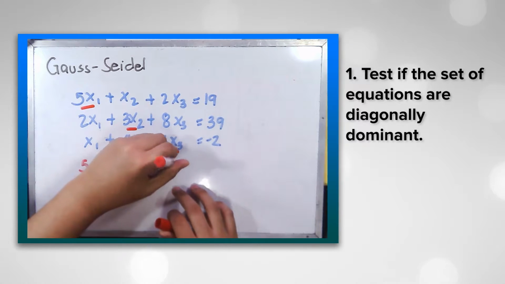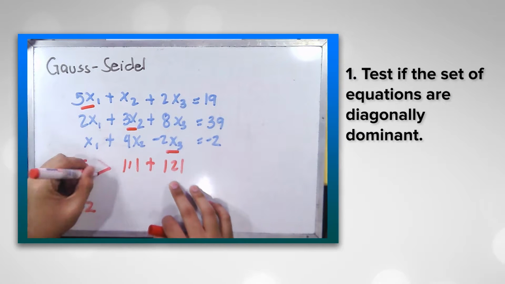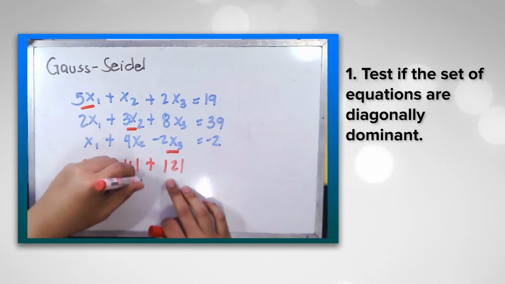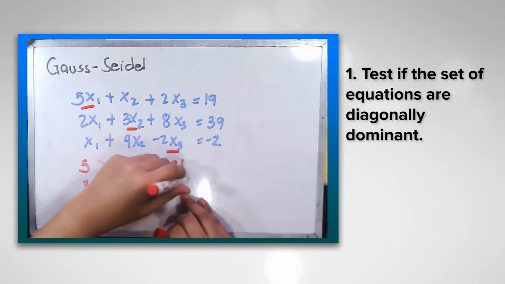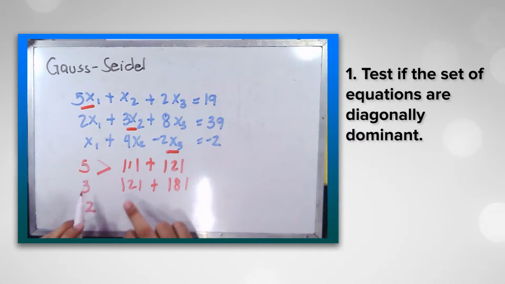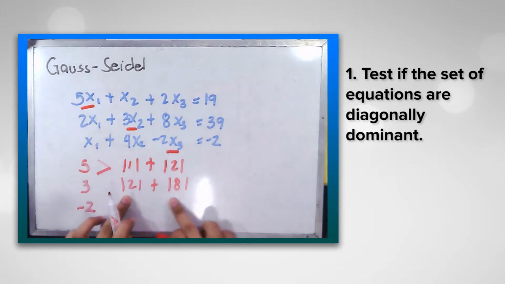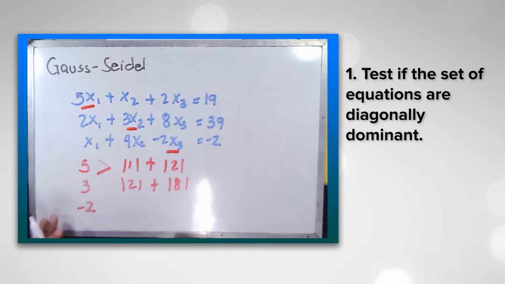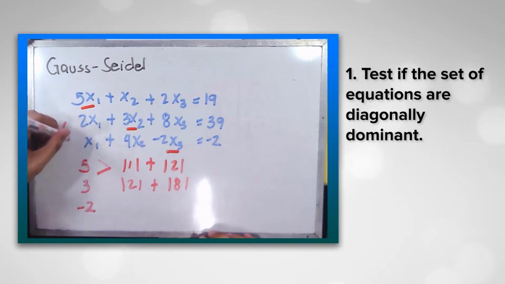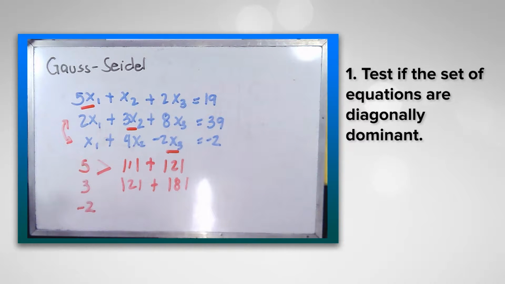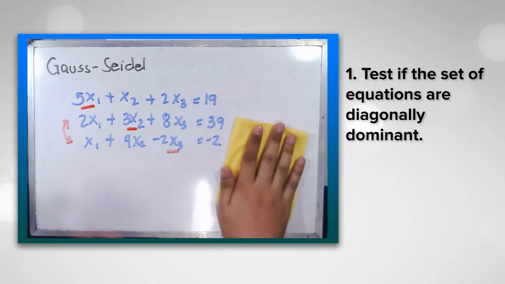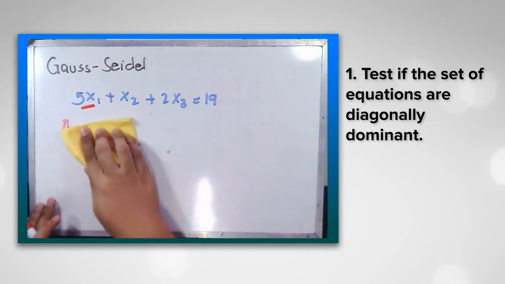Absolute value of 1 plus the absolute value of 2 is equal to 3. Therefore, this is greater than the sum of these two. 2 plus 8, on the other hand, is equal to 10. Therefore, this is less than the sum of these two, which is, in other words, not dominant on the equation. What we could do is swap the places of these two, and maybe we could try if we could still arrive at a diagonally dominant system of equations.